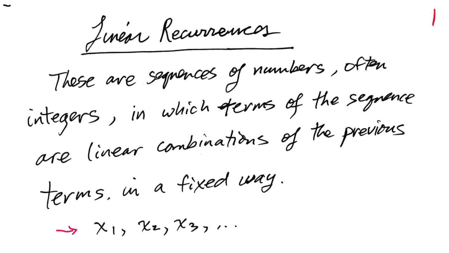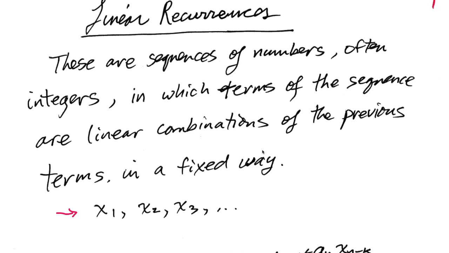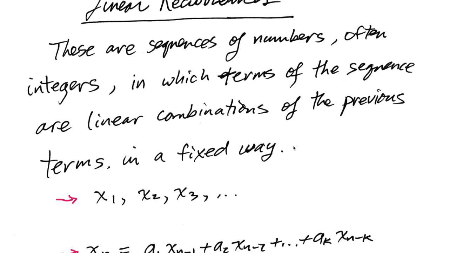Linear recurrences are sequences of numbers, often integers and usually integers, in fact, in which terms of the sequence are linear combinations of the previous terms in a fixed way. At least from some term onward, this is true.